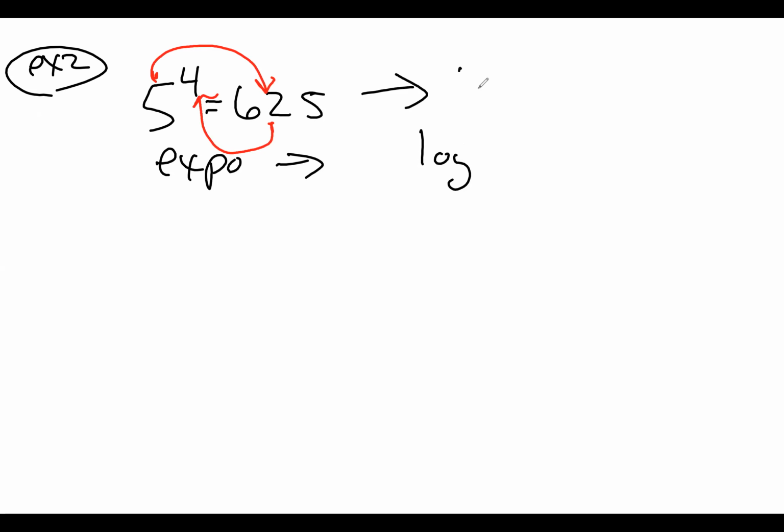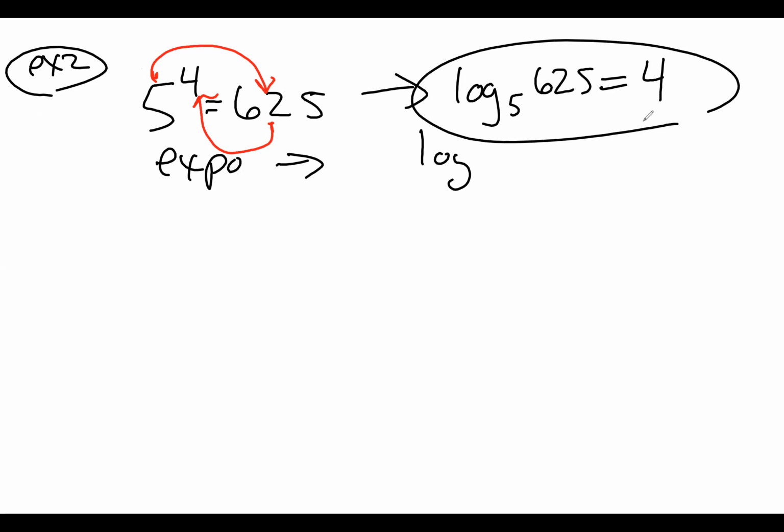And so I write the word log because that's where I'm trying to end. What's my base? 5. I go from 5 to which number? 625. Then I cross the equal sign, and where do I end? 4. Okay, done. So is it log 5 and then you raise it to 625?